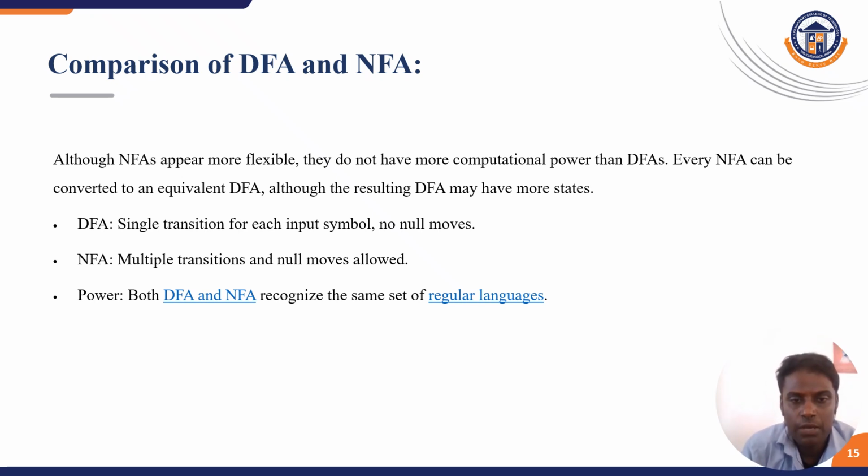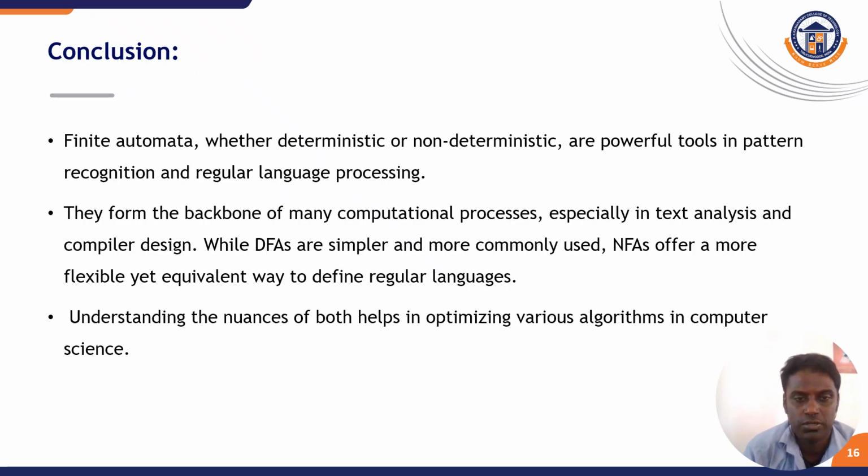Now a quick comparison between DFA and NFA. Although NFAs appear more flexible, they do not have more computational power than DFAs. Every NFA can be converted into an equivalent DFA, although the resulting DFA may have more states. A DFA has a single transition for each input and no null moves, whereas an NFA has multiple transitions for each input and null moves are allowed. In terms of power, both DFA and NFA recognize the same set of regular languages.